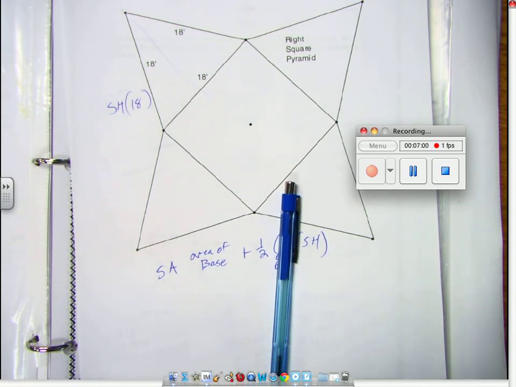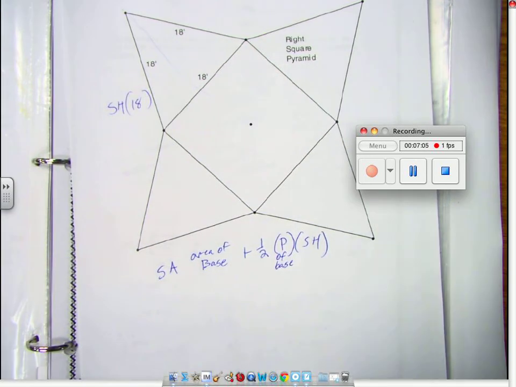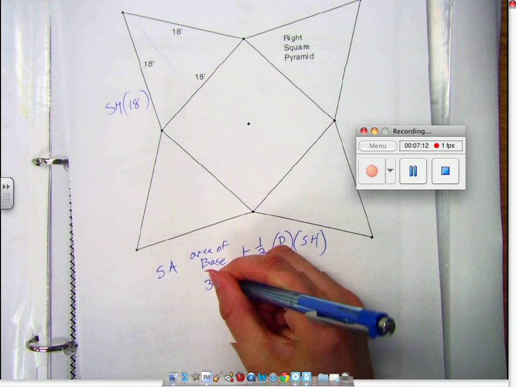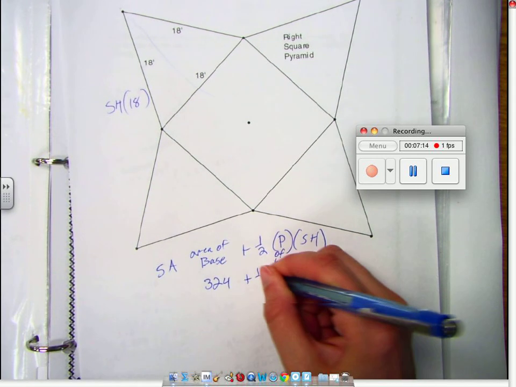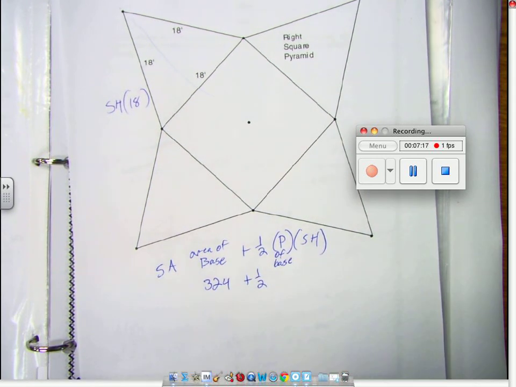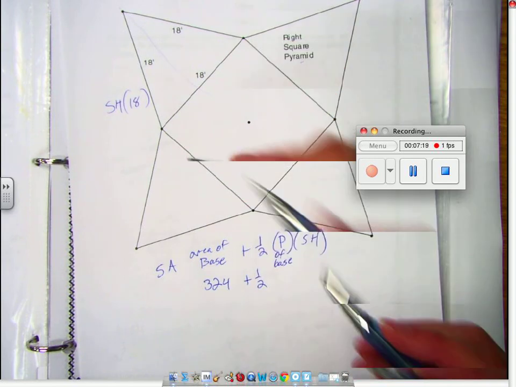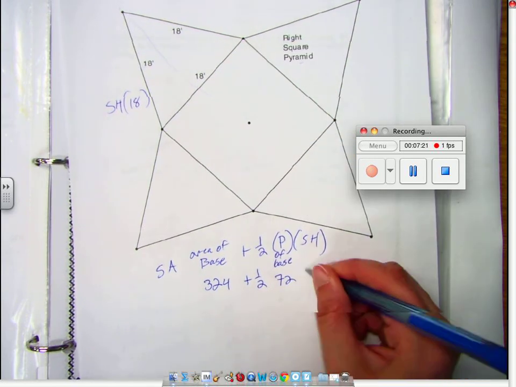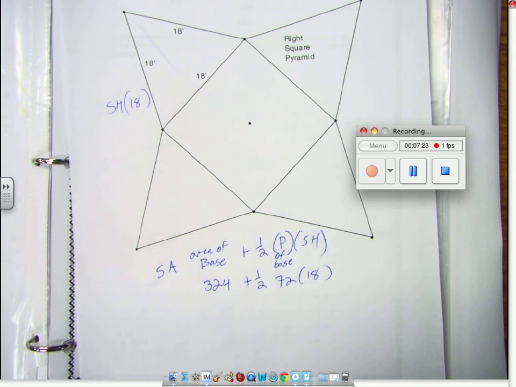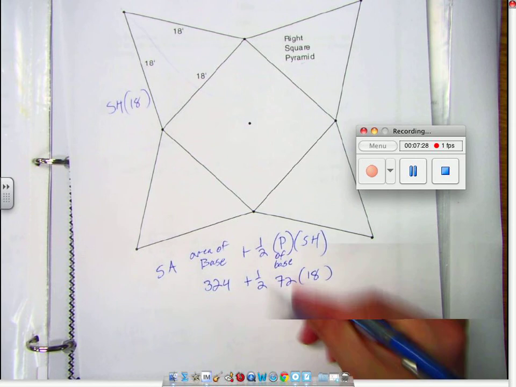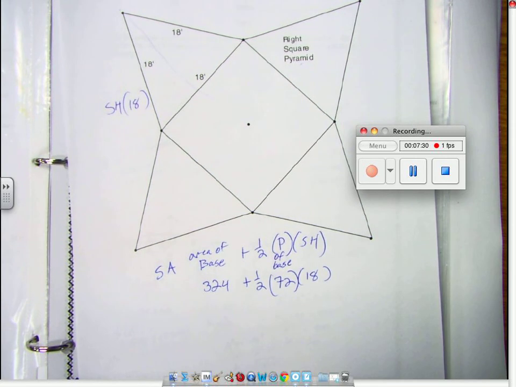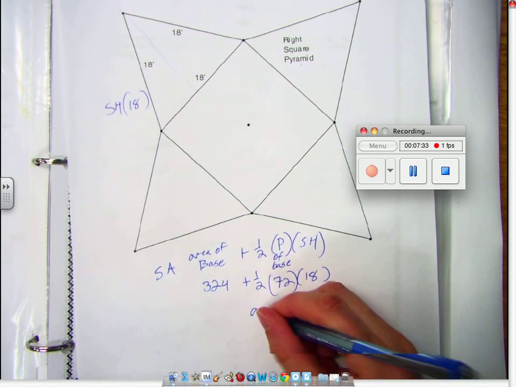So we have to figure out the area of the base and the perimeter of the base. Okay? So the area of the base is just 18 times 18, giving us 324. Plus 1/2 times the perimeter, so that'd be 18 times 4, right? Because it'd be 18, 18, 18, 18. So that gives me 72. And the slant height is 18. So we go 324 plus 0.5 times 72 times 18 gives us 972.